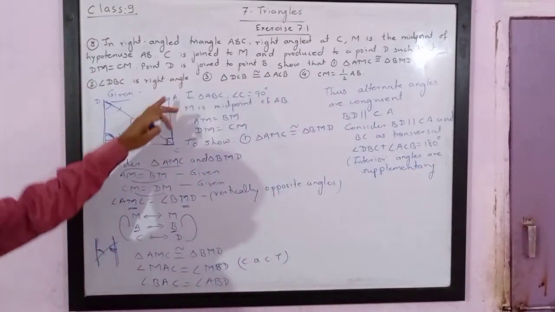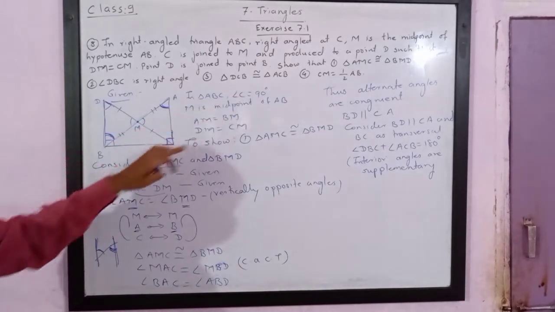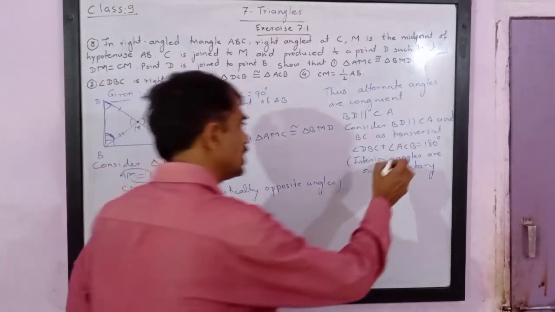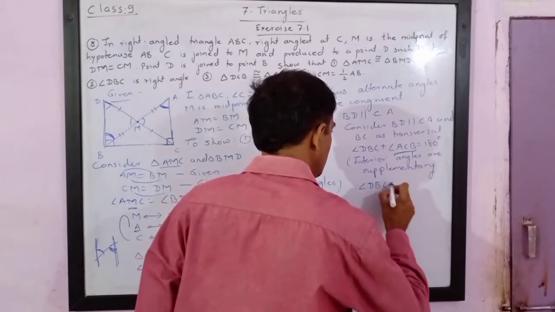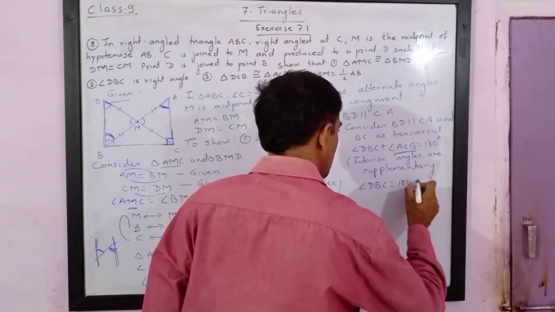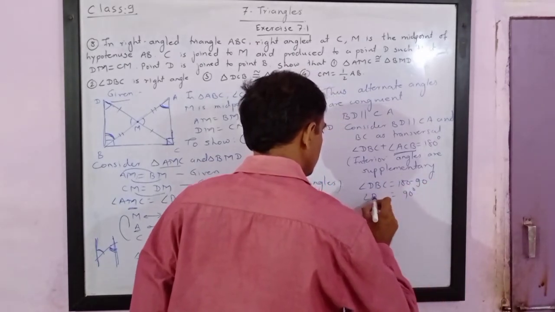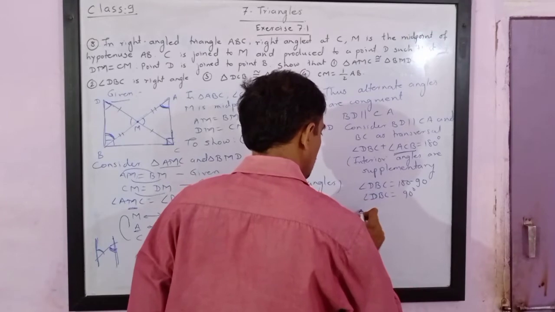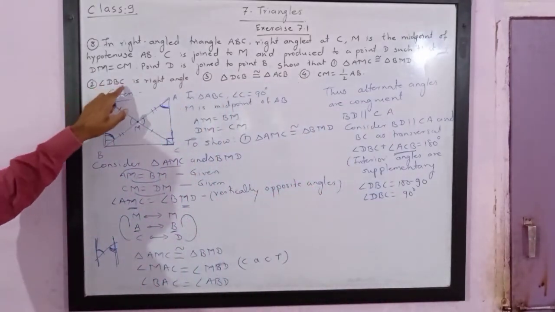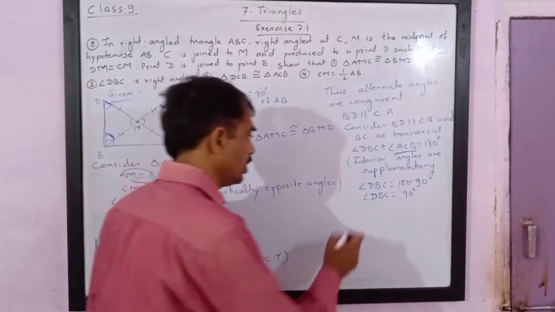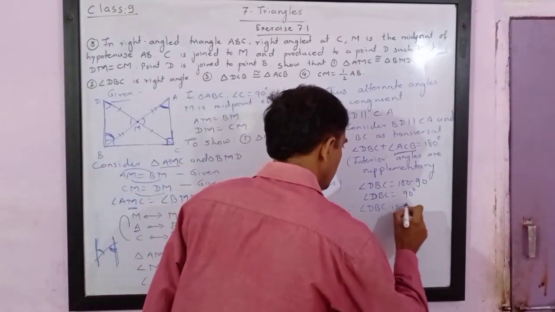But angle ACB, we are given ACB is a right angle. Angle C is 90 degrees. So ACB is 90 degrees. It means angle DBC is equal to 180 minus 90, that is equal to 90 degrees. Thus we have got the second point. Angle DBC is the right angle.